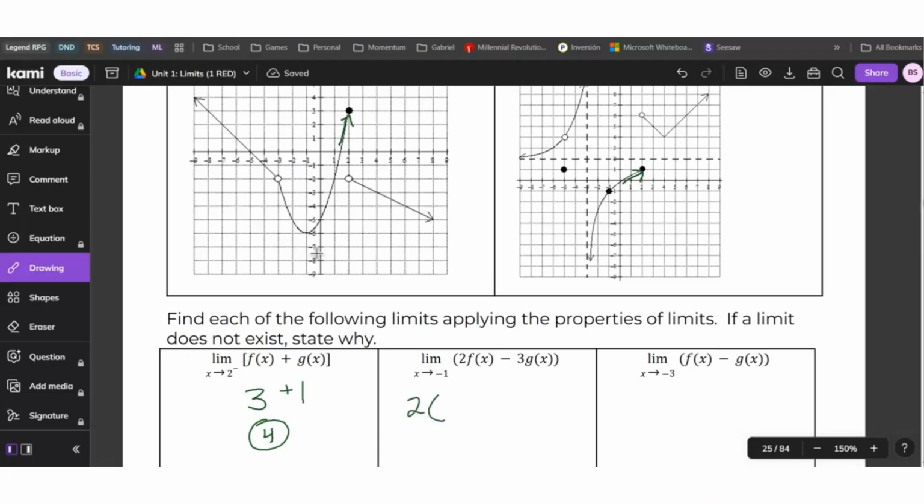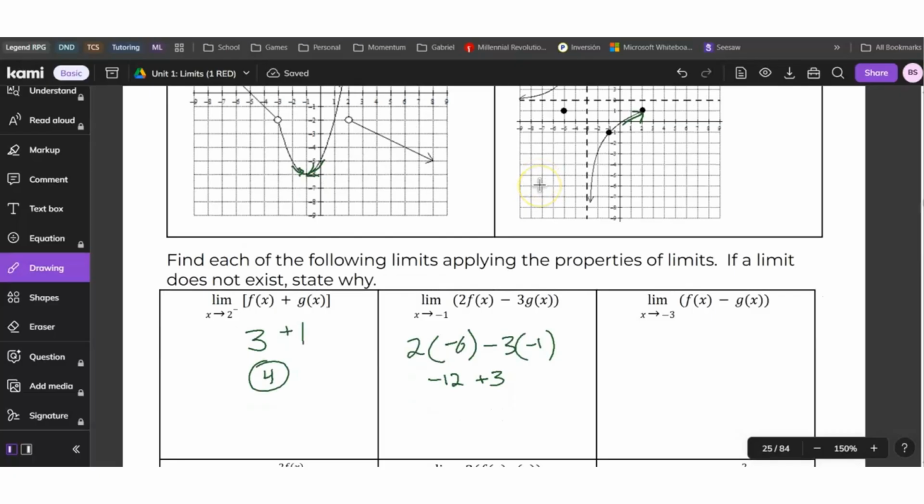2 times the limit of f of x as we approach -1. Now we're approaching from both sides. -6. Good. And for g of x as we approach -1, we get that dot there, which is also -1. So I'm going to get -12 plus 3, or what would that simplify to?